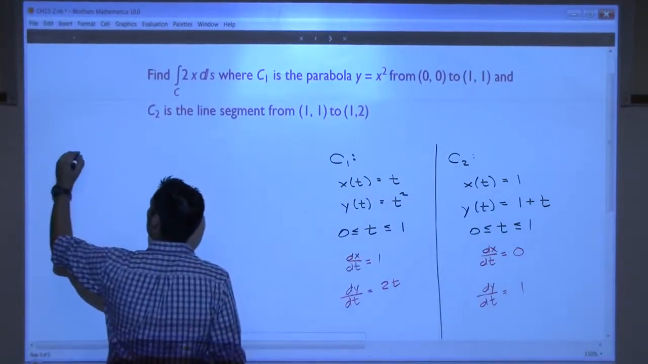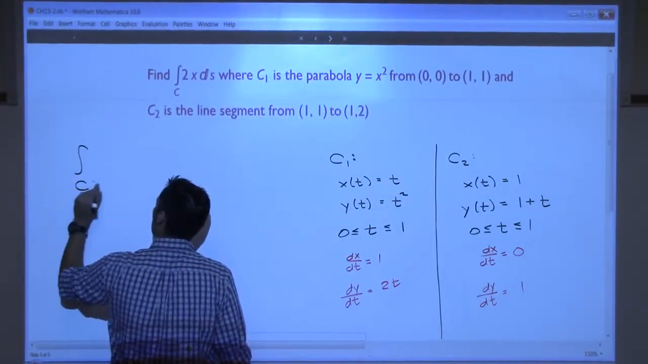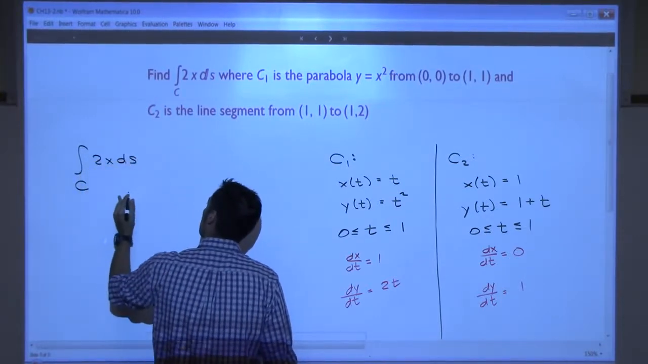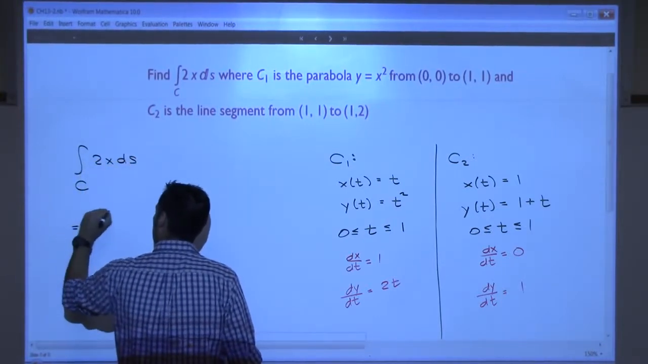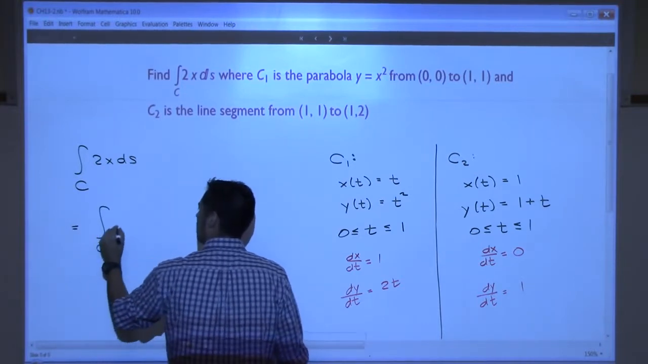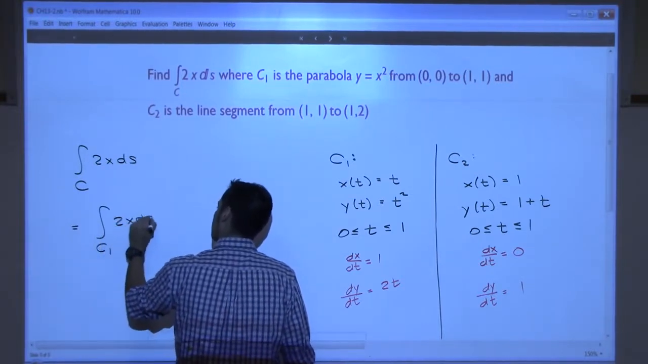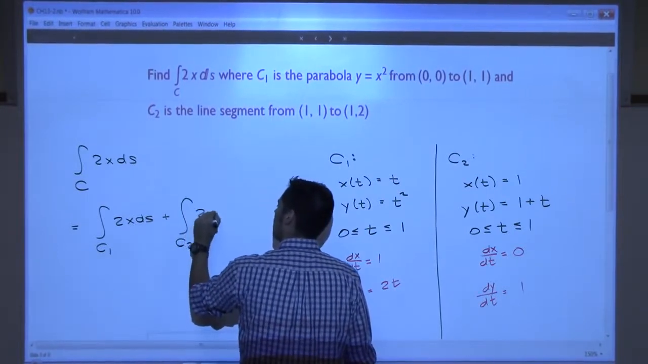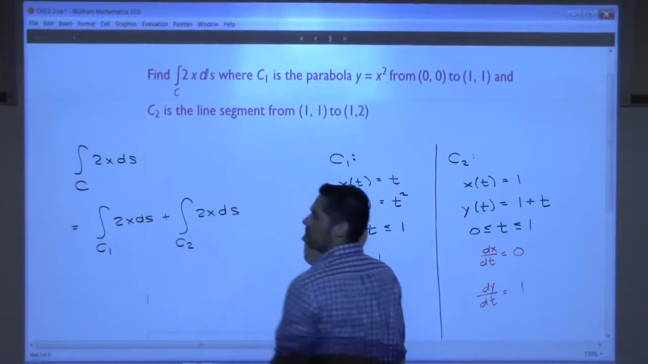All right, the line integral over C of 2x ds is equal to the line integral over C1 of 2x ds plus the line integral over C2 of 2x ds.